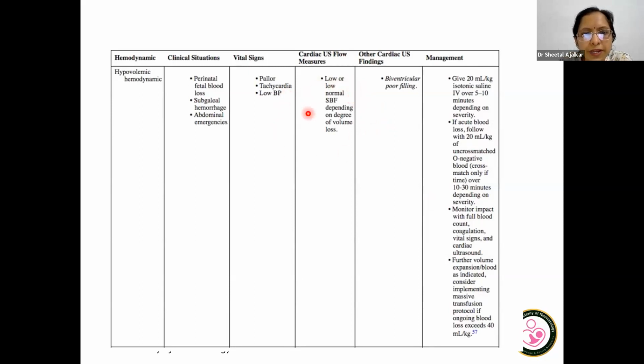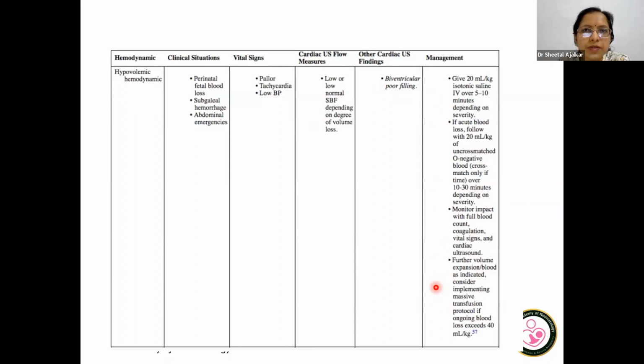So hyperdynamic circulation can be there and the systemic blood flow can be maintained, or the baby can go into hypotension. So there can be low blood flow also. Here we can see biventricular poor filling. So definitely 20 ml per kg of isotonic saline over 5 to 10 minutes, depending on the severity. Up to 20 ml per kg, and if there is blood loss, O negative uncross-matched blood can be given. And after the volume expansion is done, we have to consider the inotropes.